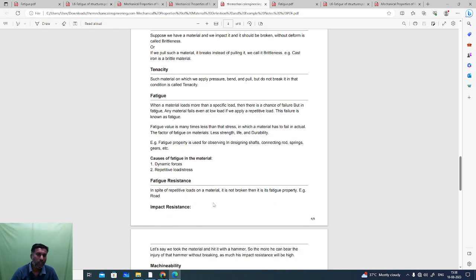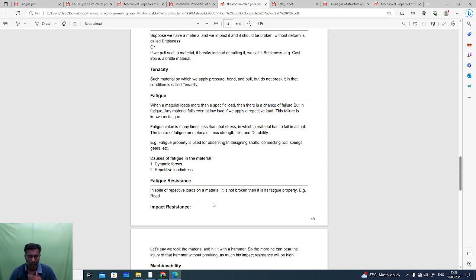Next one is, what is fatigue resistance? In spite of repetitive loads on the material, it is not broken, then it has the fatigue property. For example, a road. Many vehicles cross it every day, every month, every year, every second and every minute. So repeatedly a load is applied, that is the variable load, but it does not break. That is fatigue resistance.